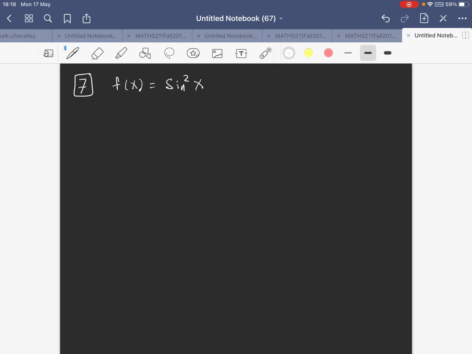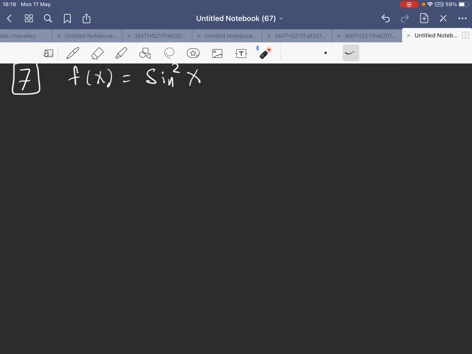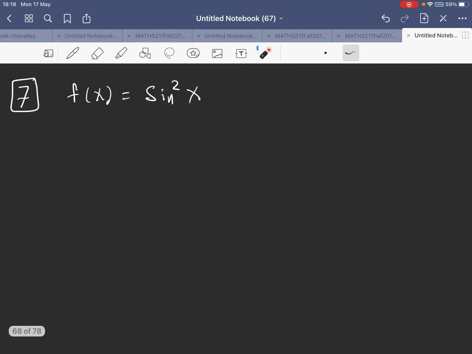Now, sine square of x. This is a tricky one because if it's only sine, we know how to deal with it. The problem here is that we have sine square. So we have three options here. Let me write them down for you, just not to forget them.